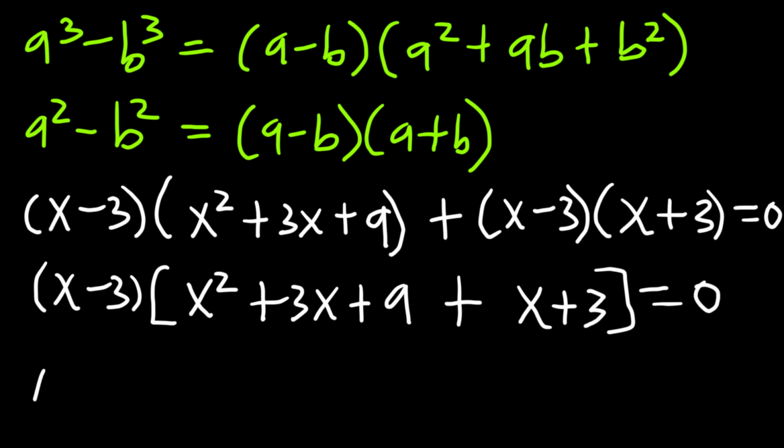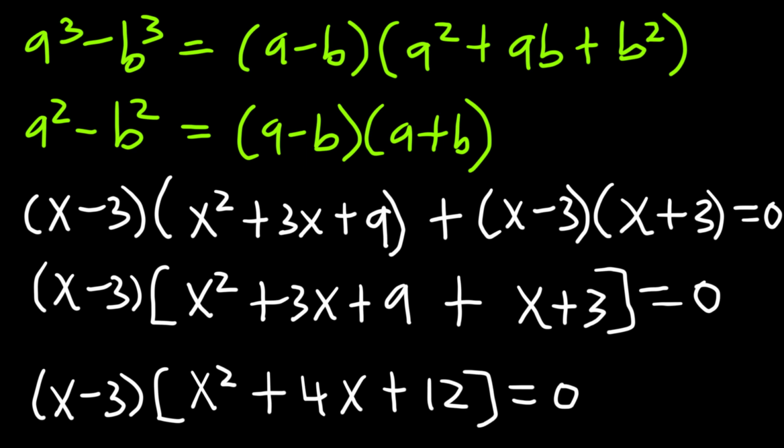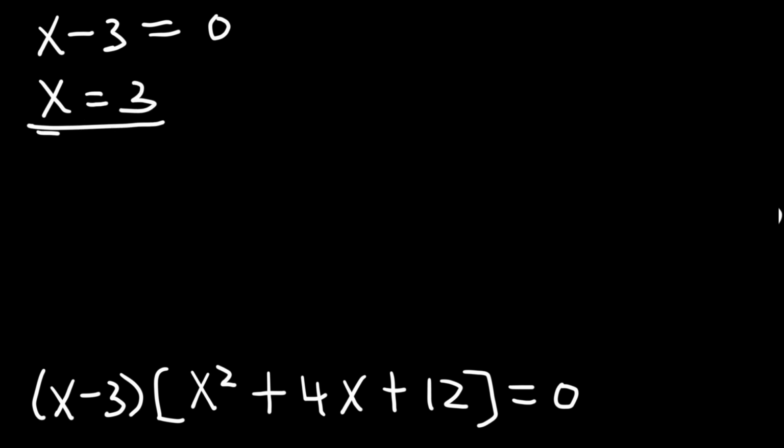Therefore, we shall remain with x minus 3 times x to the power of 2 plus, now 3x plus x will give us 4x, and then 9 plus 3 will give us 12. So this will be 4x plus 12, and this will be equal to 0. And at this point, we can set both parts to be equal to 0. If we set x minus 3 to be equal to 0, if we take negative 3 to the right hand side, we shall have x equaling positive 3, and that's our first value of x.